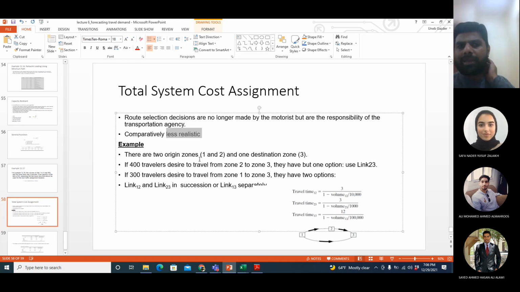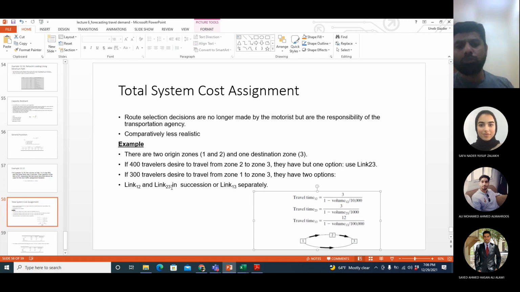So for example, if you have two zones, 1 and 2, and they have one destination 3, and this is the network. If somebody wants to go from 1 to 3, they can either go from 1 to 2 to 3, or they can go from 1 to 3. Somebody who wants to go from 2 to 3 has only one route available. So if 400 people want to go from 2 to 3, they have to use only this link. So 400 people are on this link already because there is no other link available for them. If 300 want to go from 1 to 3, they have two options. They can go from 1 to 2 to 3, or they can go directly from 1 to 3.